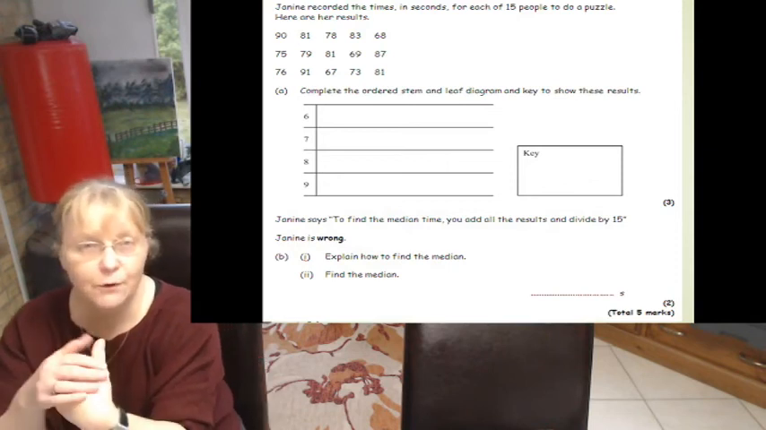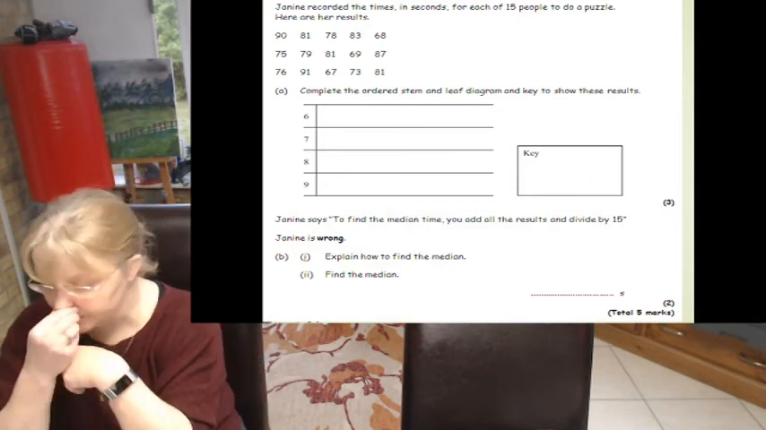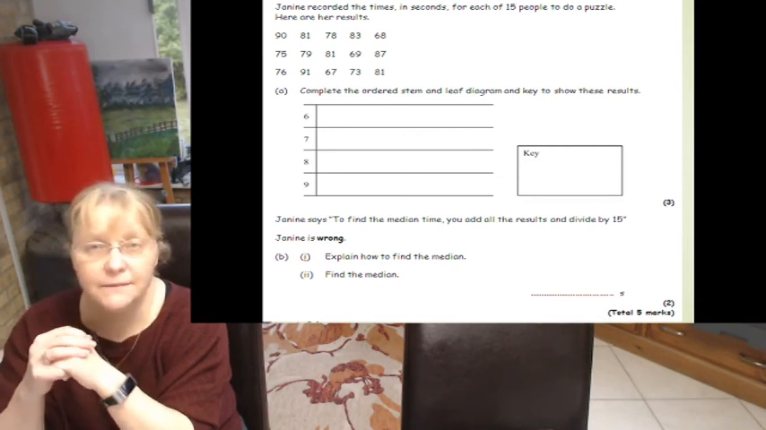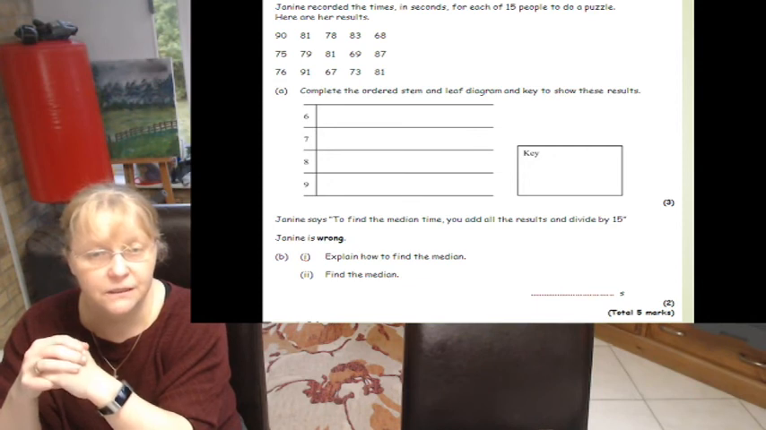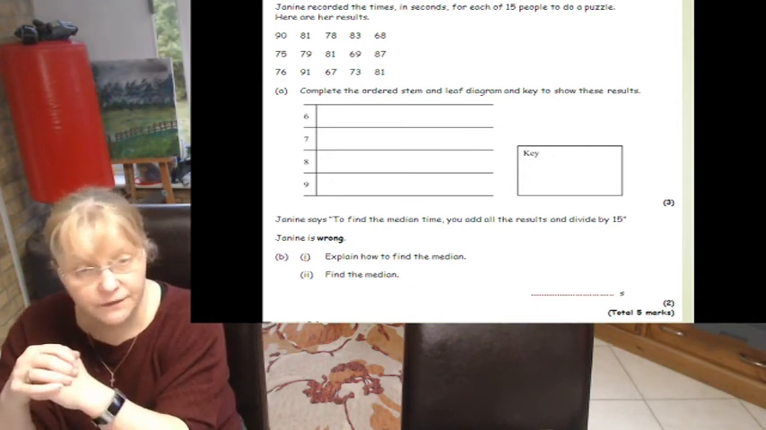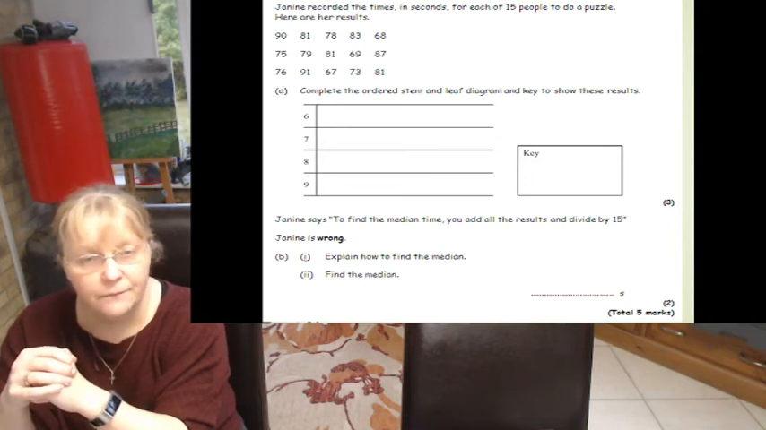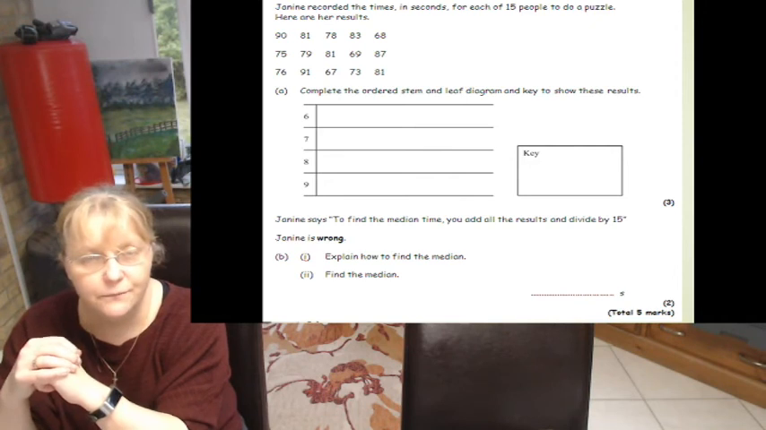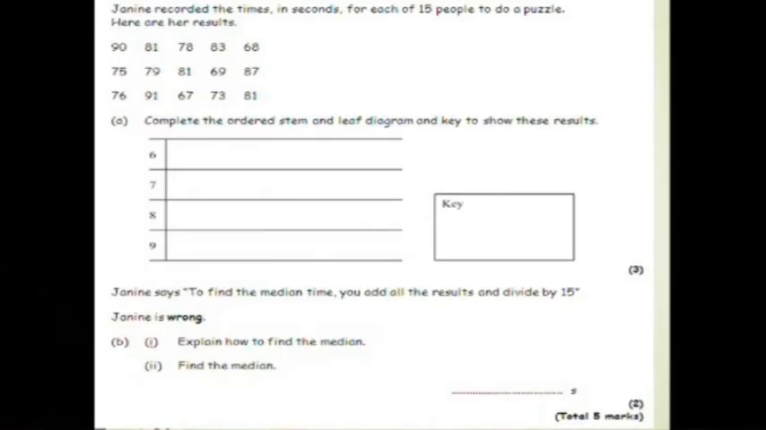Here is an exam question that I saw. Jamie recorded the times in seconds for each of 15 people to do a puzzle. Here are the results. So what you need to do is to draw a stem and leaf diagram, as we have done. Now, to find the median time, you add all the results and divide by 15. What is wrong? Have a go at those questions and then come back.